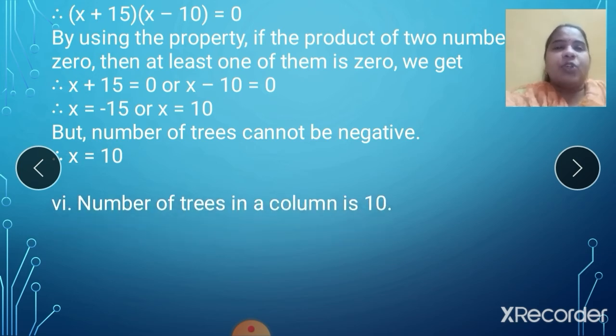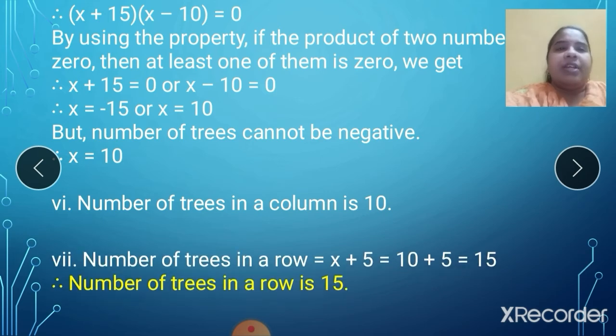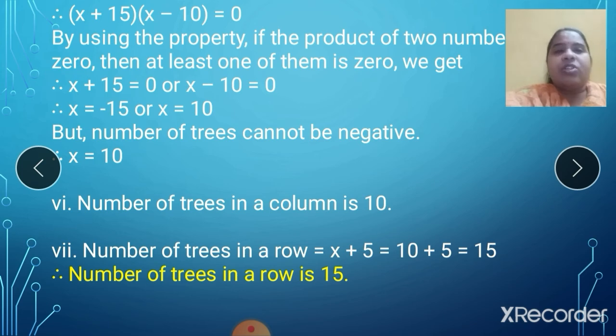And the last part was to write the final answer. Number of trees in a column is 10. They have not asked about number of trees in each row, so you can leave the answer here, that number of trees in each column is 10. Since they have asked this number 7 also in the flow chart as number of trees in each row, you need to continue further. See, if they have asked till here, you can stop. Since they have asked this, you can write it was x plus 5 and x I have got as 10. So it is 10 plus 5, that is 15. So number of trees in each row is 15.